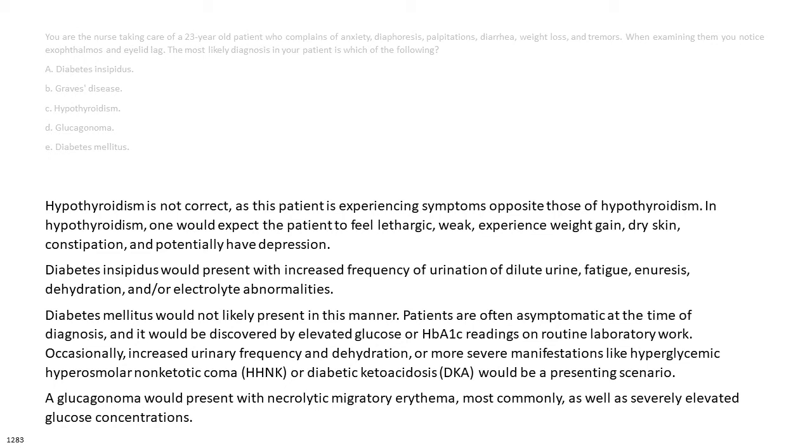Diabetes mellitus would not likely present in this manner. Patients are often asymptomatic at the time of diagnosis, and it would be discovered by elevated glucose or HbA1c readings on routine laboratory work. Occasionally, increased urinary frequency and dehydration, or more severe manifestations like hyperglycemic hyperosmolar nonketotic coma, HHNK, or diabetic ketoacidosis, DKA, would be a presenting scenario. A glucagonoma would present with necrolytic migratory erythema, most commonly, as well as severely elevated glucose concentrations.